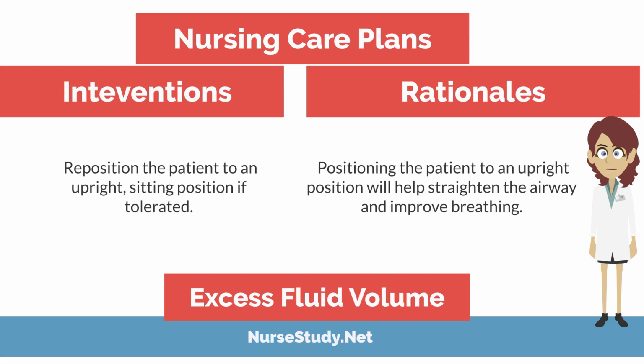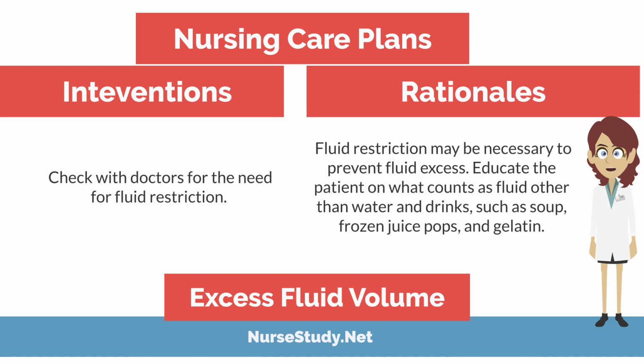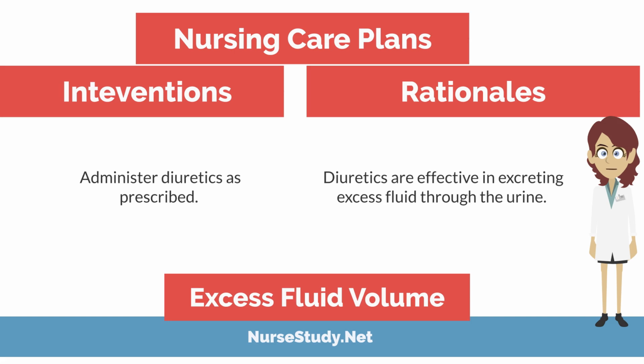Intervention: reposition the patient to an upright sitting position if tolerated. Rationale: positioning the patient in an upright position will help straighten the airway and improve breathing. Intervention: check with doctors or medical providers for the need for fluid restriction. Rationale: fluid restriction may be necessary to prevent fluid excess. Educate the patient on what counts as fluid other than water, such as drinks, soups, frozen juice pops, and gelatin.